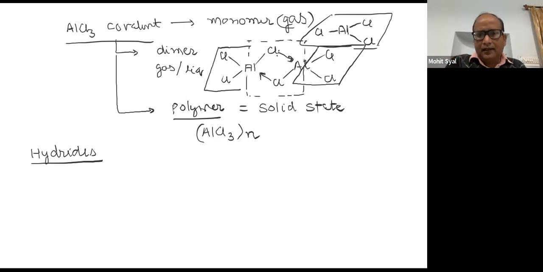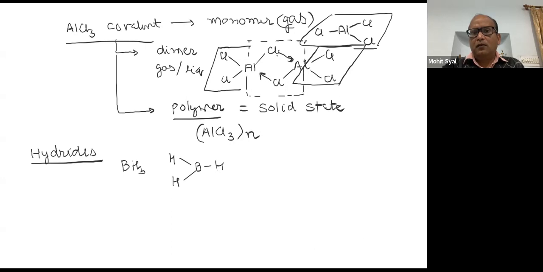So among hydrides, you have boron hydride, BH3. This is the monomeric form. It is an electron deficient hydride, that we know. So how can it fulfill its deficiency? It has only 6 electrons, so it can overcome its electron deficiency by combining with each other.